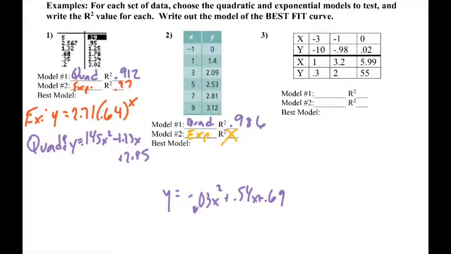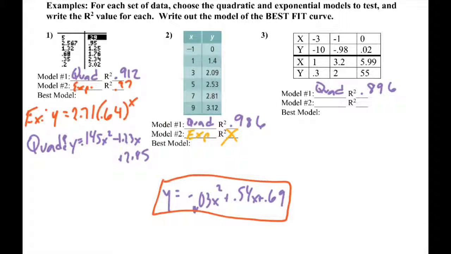So in this one, the exponential gave us a domain error, which tells me that it's got to be the quadratic function. And again here, we have a domain error for the exponential, which means that the quadratic equation must be our final answer here.